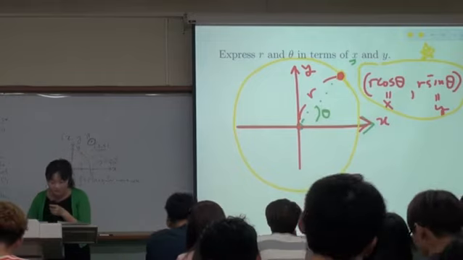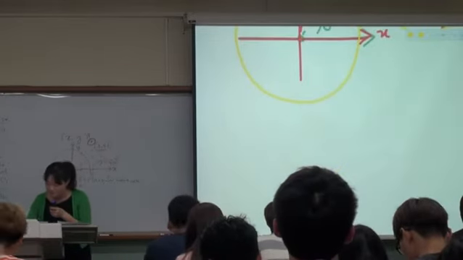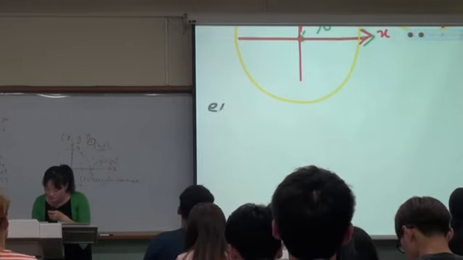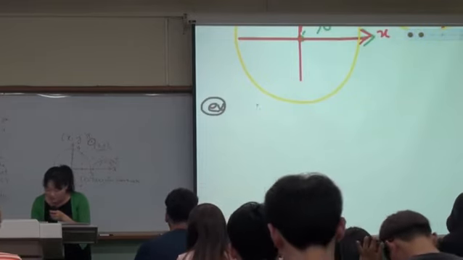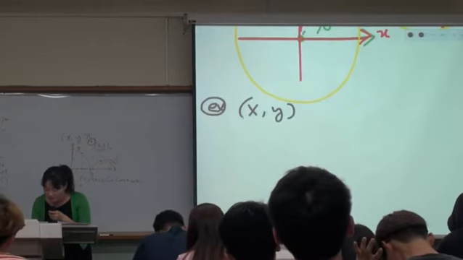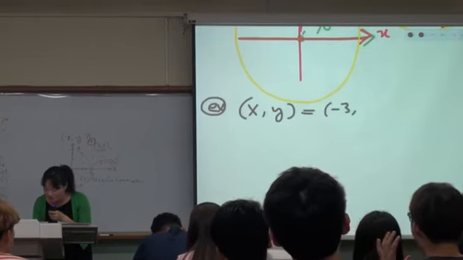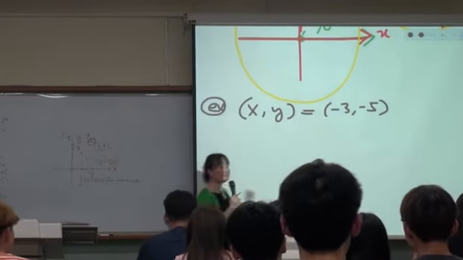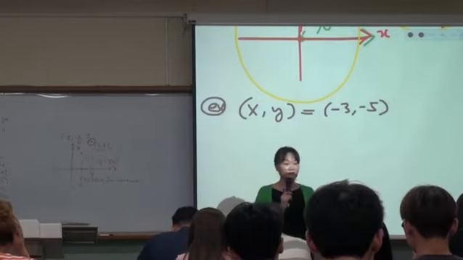Okay, so for example, suppose I am given x, y as minus 3, minus 5. Represent this in terms of r and theta. Go ahead.